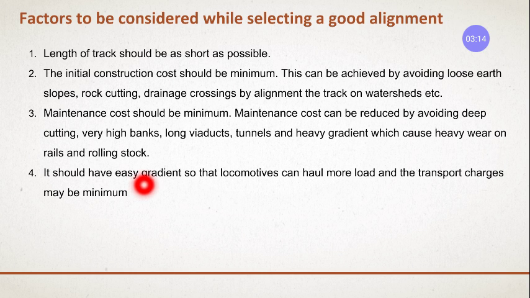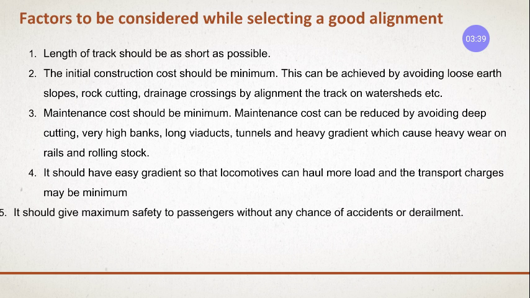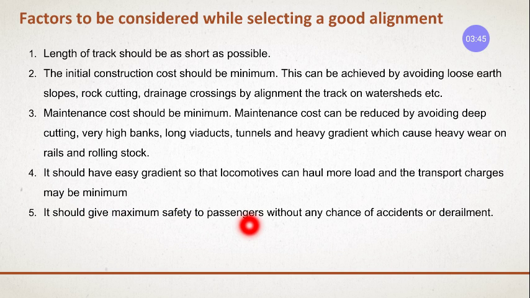It should have easy gradients so that locomotives can haul. Haul means can carry; it has the energy to take more load. And transport charges may be minimum. If easy gradients are provided, hauling capacity is more, then the rate of transportation will obviously reduce. It should give maximum safety to the passengers without any chance of accidents or derailment. The place should be selected in such a way that there are fewer accidents and derailments.